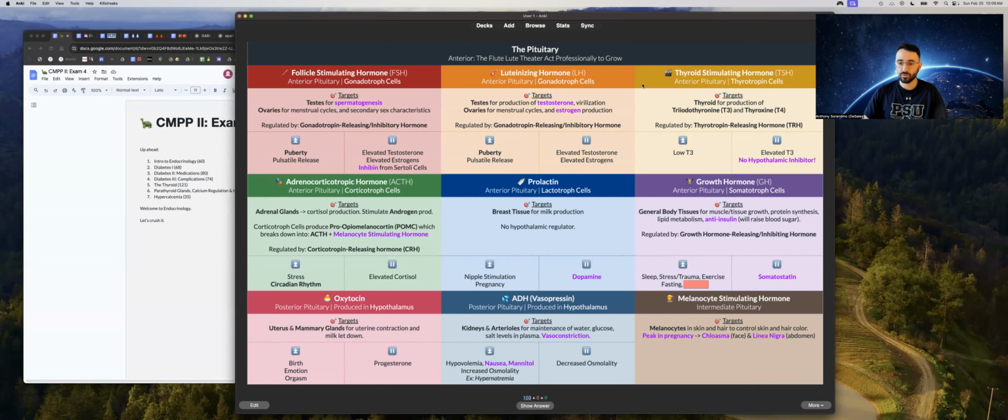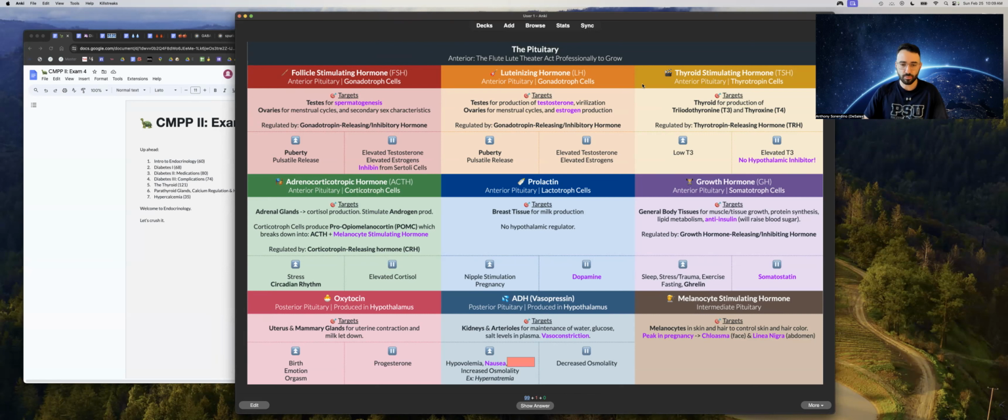Fasting. What's going to stimulate growth hormone? Probably not starving. I'm not sure. Is this ketosis? Ghrelin. Okay. Anterior to prolactin targets breast tissue. Testes for, this is spermatogenesis that lives with FSH. Anterior pituitary, this is going to be those gonadotroph cells.